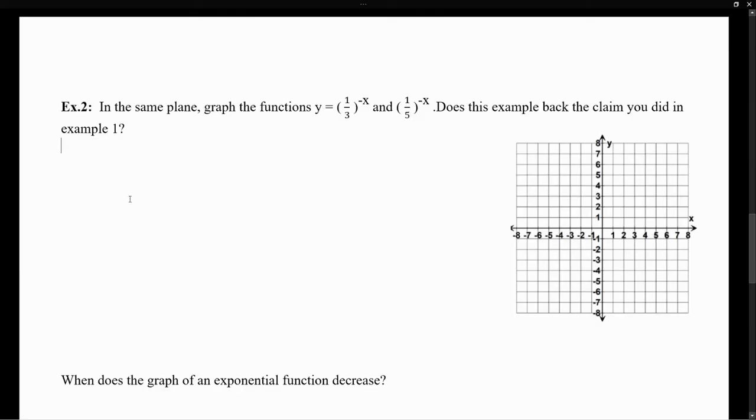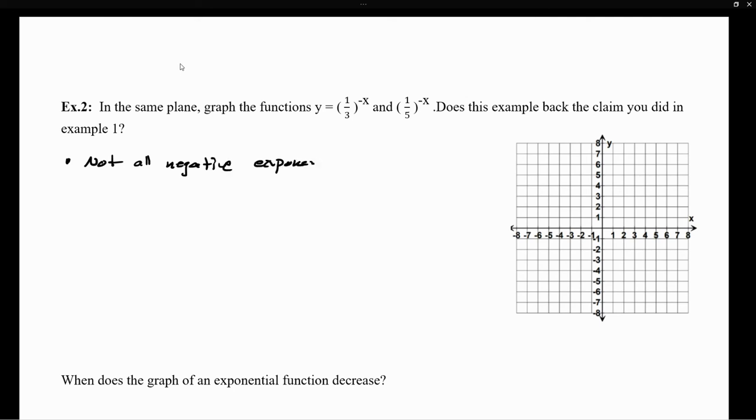Well, let's show that. But before we show that, let's answer this question. So does the example back up the claim that we did in example 1, which was that a negative exponent indicates a decreasing function? Well, in this case, it is not. So not all negative exponent functions mean we have a decreasing function.